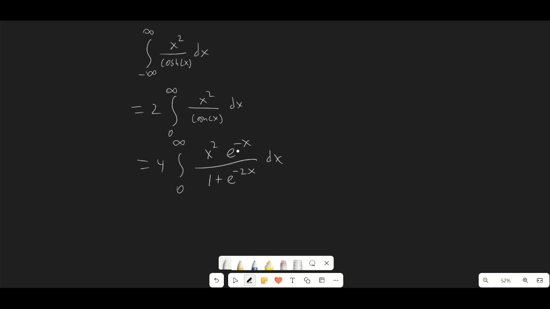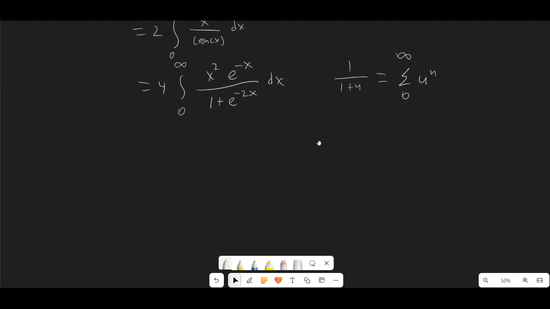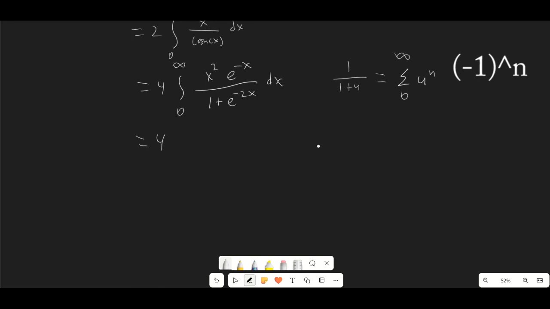Alright, and now we're going to apply the power series: 1 over 1 plus u equals the sum of u to the n from 0 to infinity, for the absolute value of u less than 1. So we're going to have 4 times the integral from 0 to infinity of x squared e to the negative x times the sum from n equals 0 to infinity of negative 1 to the n e to the negative 2nx dx.